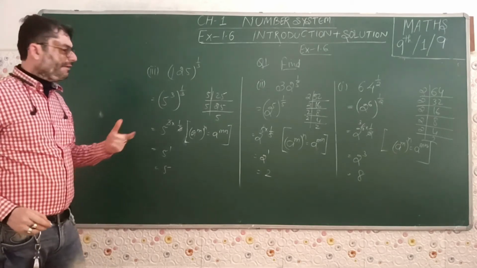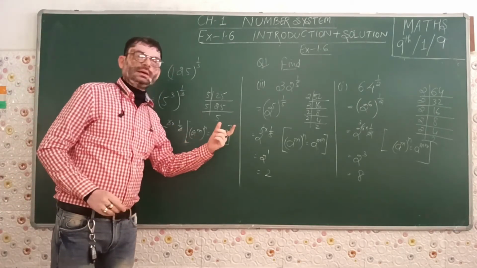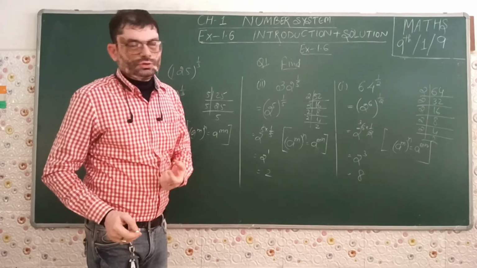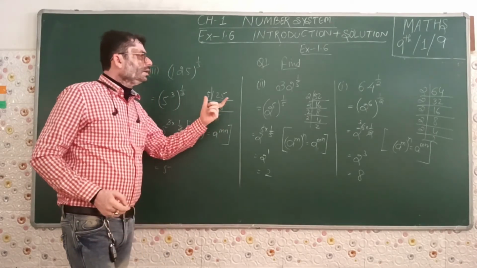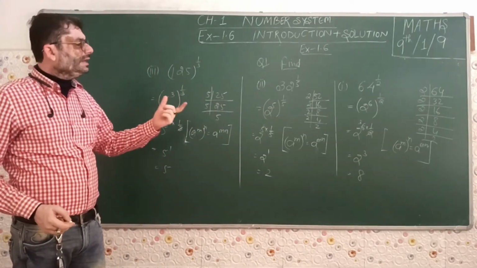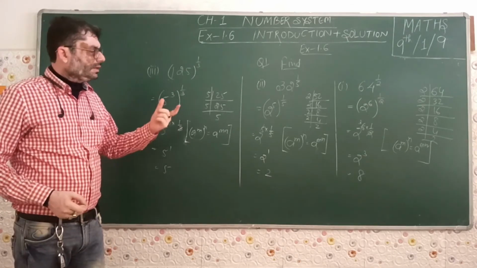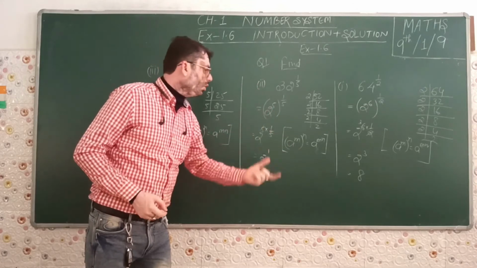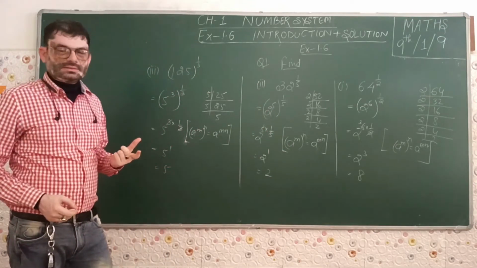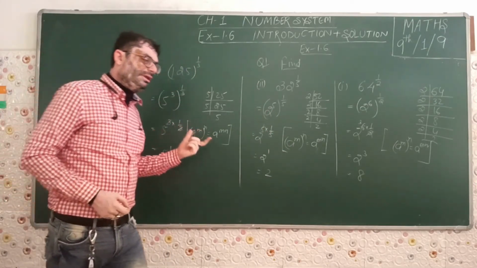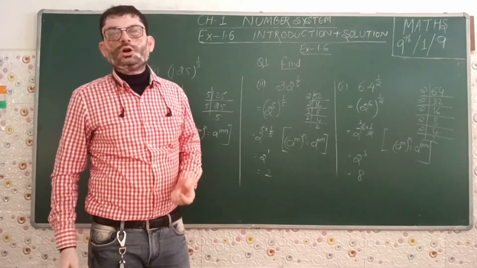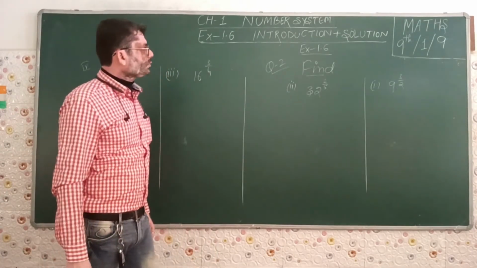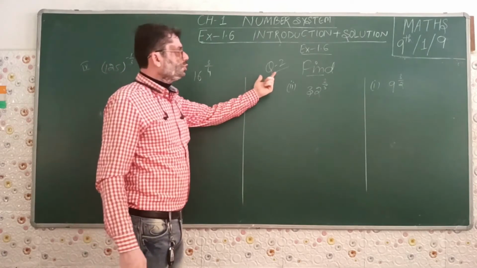Try to state in every step which law you are using. That would make your sum very clear to the examiner, that we have applied such and such law of exponent, and because of that law we are doing this. So be very clear when you are applying any of the laws of exponent. Next question. Question number 2.